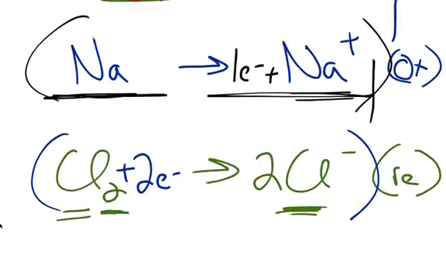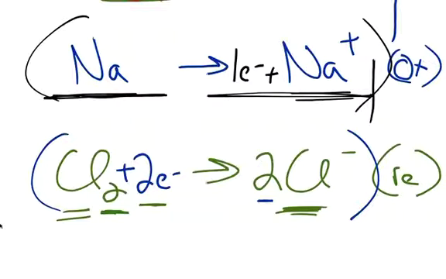Again, notice that overall my charge is balanced as well. So notice I have 2 negative 1 ions. That's an overall negative 2. And on the other side, I have 2 electrons, which is negative 2. So it's negative 2 on both sides. It doesn't have to be neutral on both sides, but the two sides have to be equal.